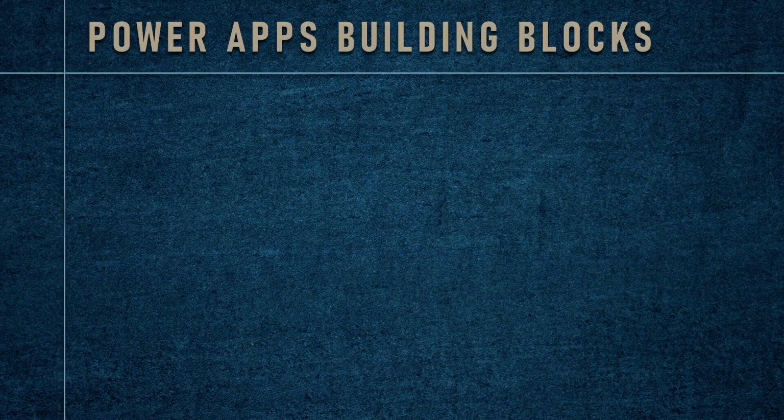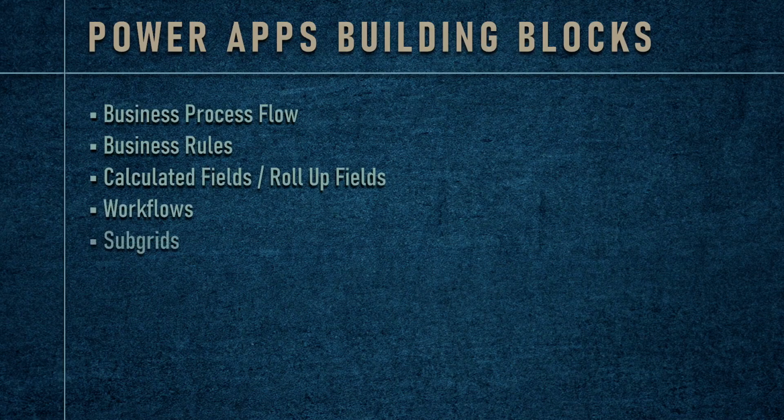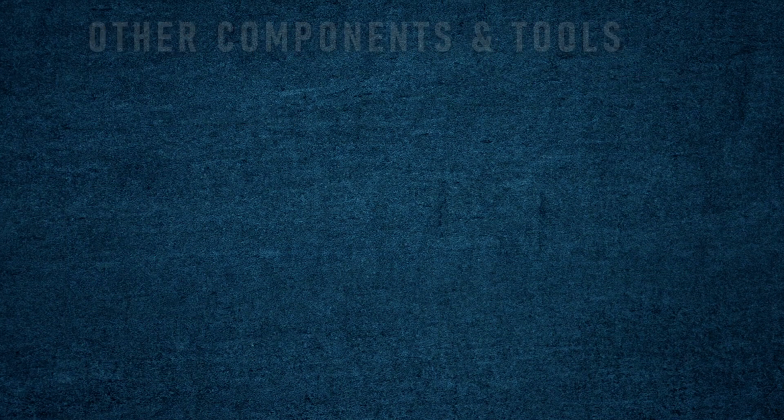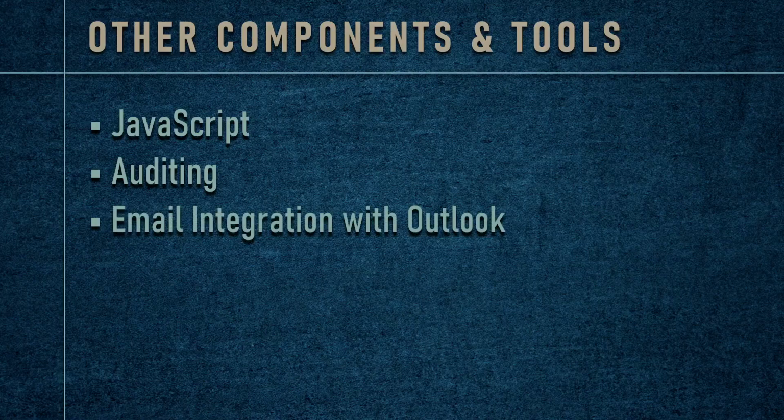So to build this app, I have used various out-of-the-box building tools of Power Apps like business process flow, business rules, calculated fields and roll-up fields, workflows, subgrids, editable grids, quick view forms, form component control, and dashboards. Apart from the out-of-the-box tools, I have also used basic JavaScript in places where the out-of-the-box tools of Power Apps are not adequate. Then, auditing has been turned on for the app at an organizational level and at entity and field level, so any change that we make in the app will be logged.